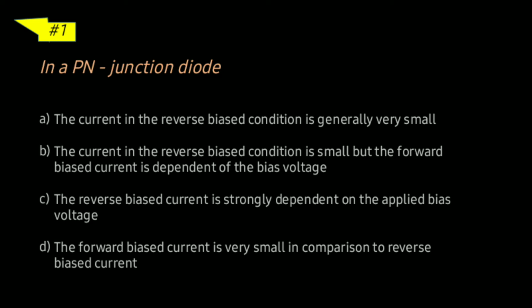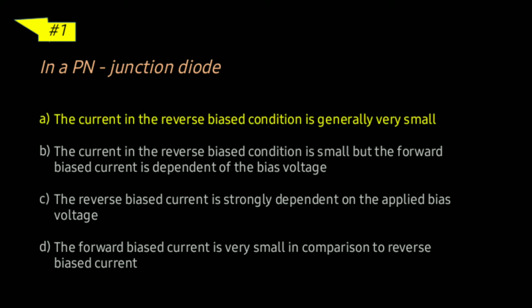In a PN junction diode, the options are: the current in the reverse biased condition is generally very small. The current in the reverse biased condition is small, but the forward biased current is dependent on the bias voltage. Third option, the reverse biased current is strongly dependent on the applied bias voltage. And fourth option, the forward biased current is very small in comparison to reverse biased current.